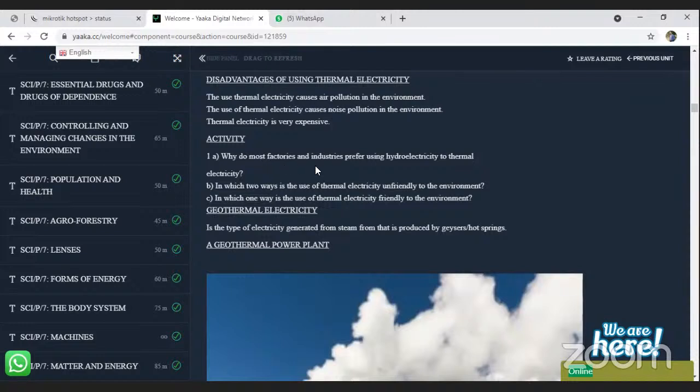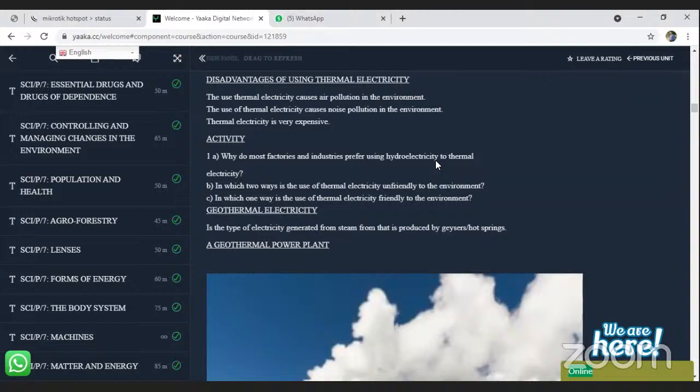So you can simply say hydroelectricity prevents noise pollution compared to thermal electricity, because with thermal electricity there is noise pollution in the environment. It causes noise pollution because the generators keep making sound. Imagine there are 5 generators at the same time, it means that there will be noise pollution. And then the other one is air pollution, because as the fuel is burning to produce energy, smoke is produced. The smoke is released into the atmosphere, which will cause damage in the atmosphere, causing what we call global warming.